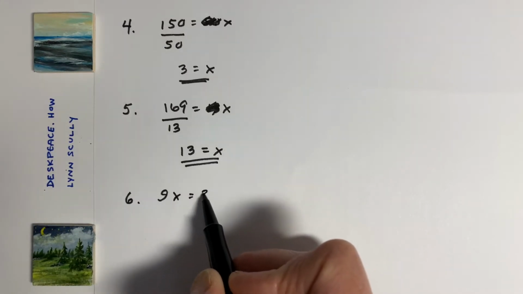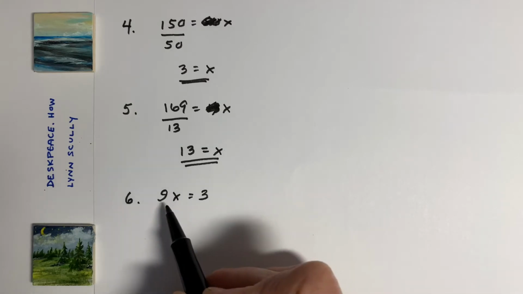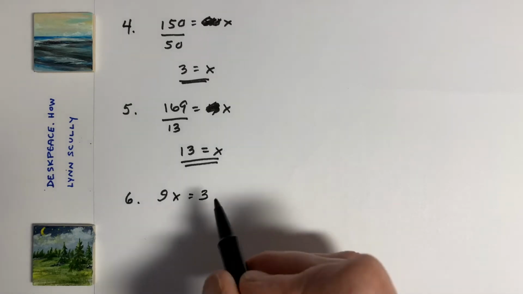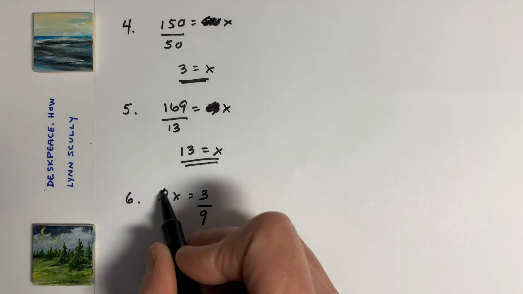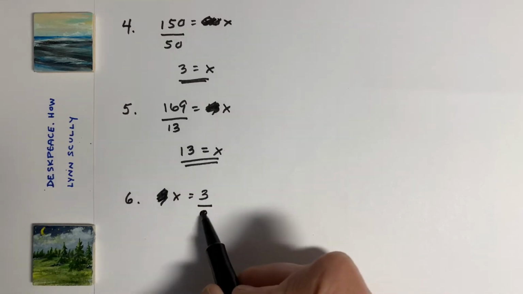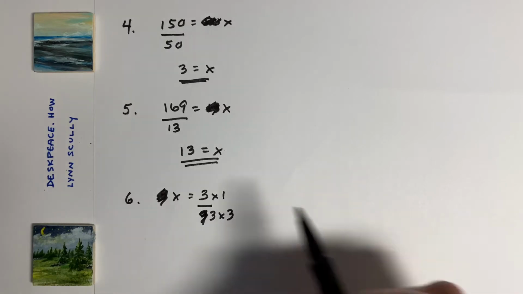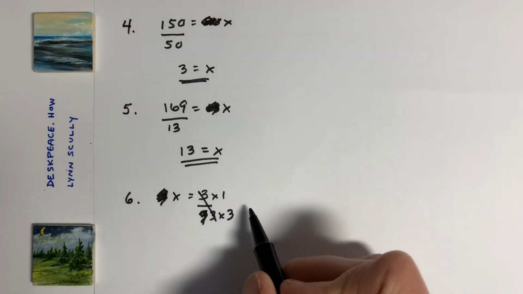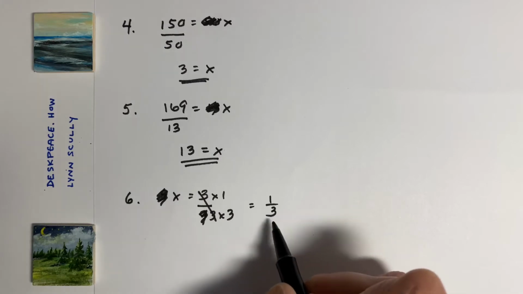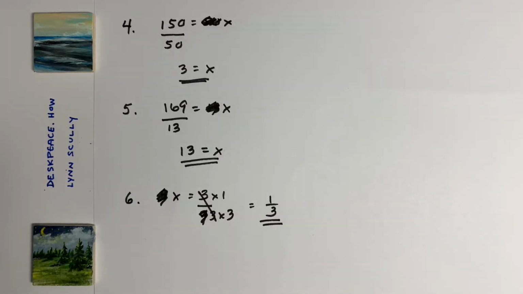Number 6. 9x equals 3. The 9 is attached to the x by multiplication. Move it by division to the other side of the equal sign. 9 is the same as 3 times 3. 3 is the same as 3 times 1. 3 over 3 goes away, and I get 1/3. X is equal to 1/3.